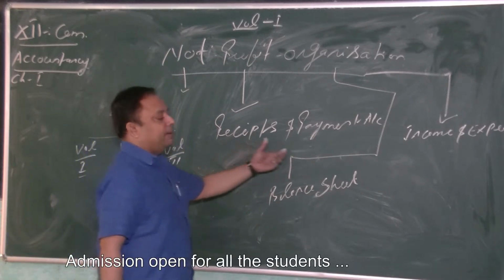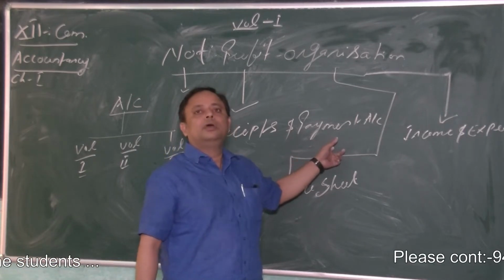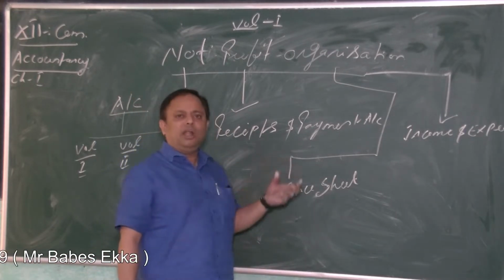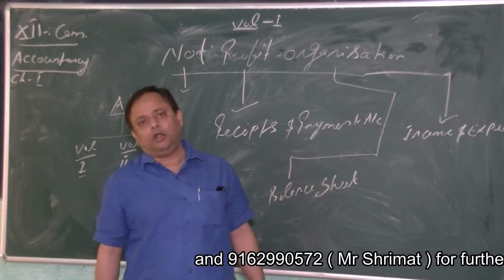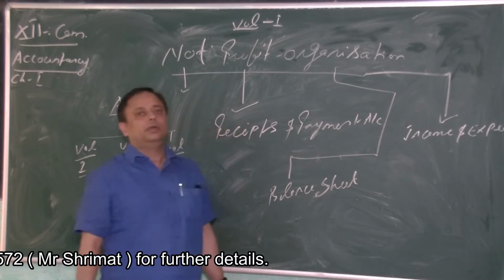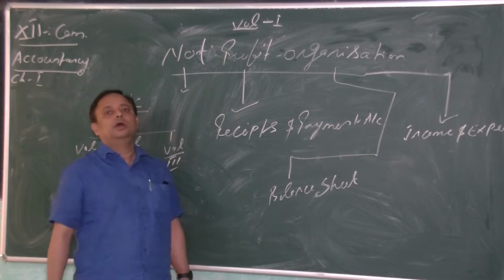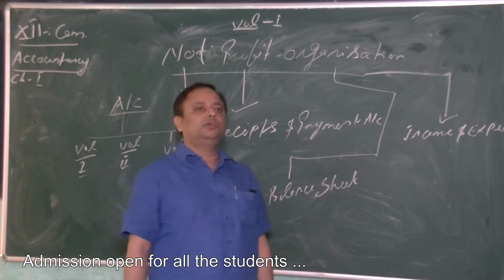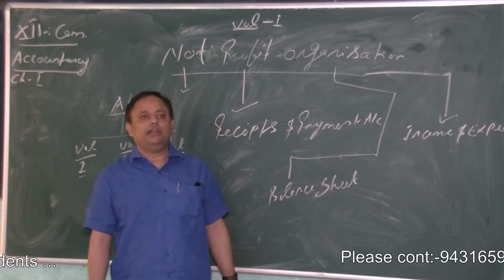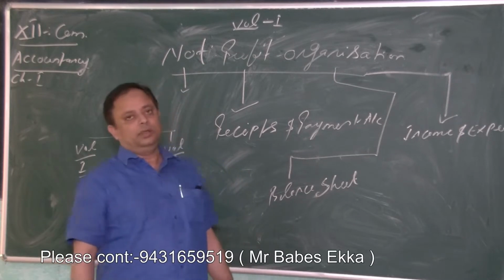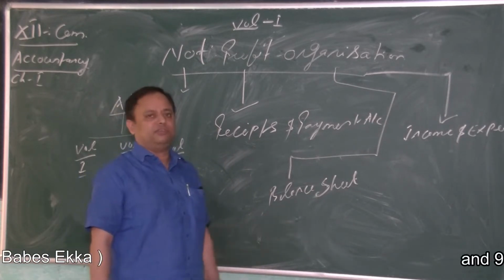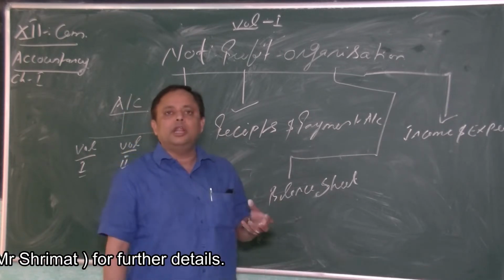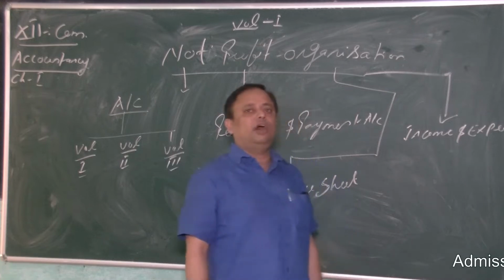Here, the receipt and payment account is a real account. What is the definition of a real account? Real accounts are those prepared only for balances, which have physical existence, that can be touched and seen. Land, building, machine, that is called physical existence. The receipt and payment account is a real account. It is a summary of the cash book.